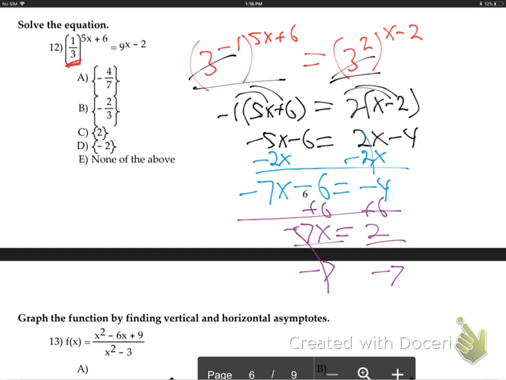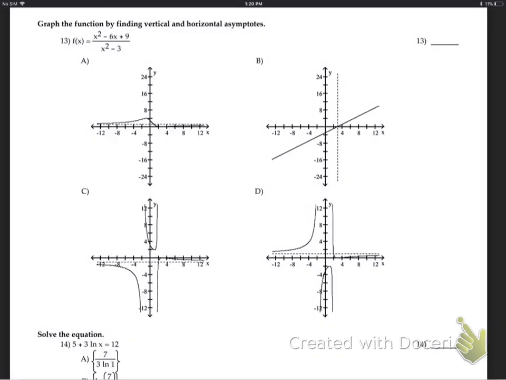Negative 2/7. Is it not there? It's disturbing, isn't it? There it is. Hopefully I didn't mess up. Good there? Questions on that one? Onward we go. Okay. Can you see that okay?